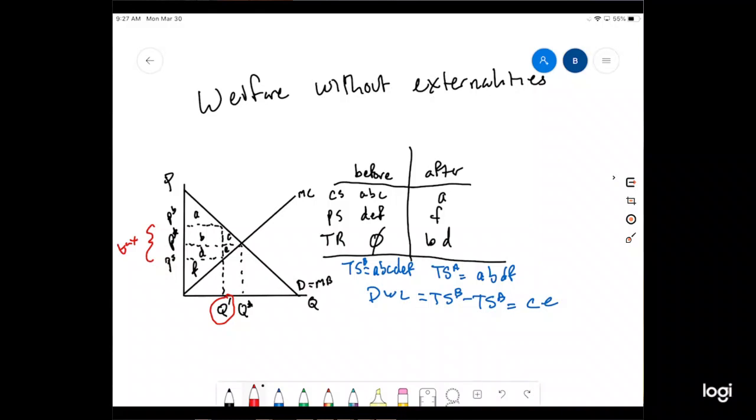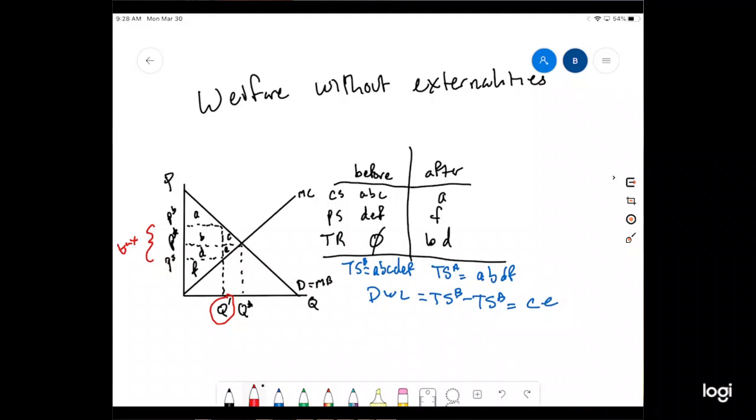All right, so let's look at the little diagram or table to the right of the graph. We have before tax and after tax, consumer surplus, producer surplus, and total revenue or government revenue. The consumer surplus before the tax is going to be A, B, and C, the areas below the demand curve up to the price that the buyers are paying, so that's P star. Producer surplus before the tax is going to be D, E, and F, the area below the price that is being paid, P star, down to the marginal cost curve. The government revenue before the tax is going to be 0 because there is no tax, so there's no revenue.